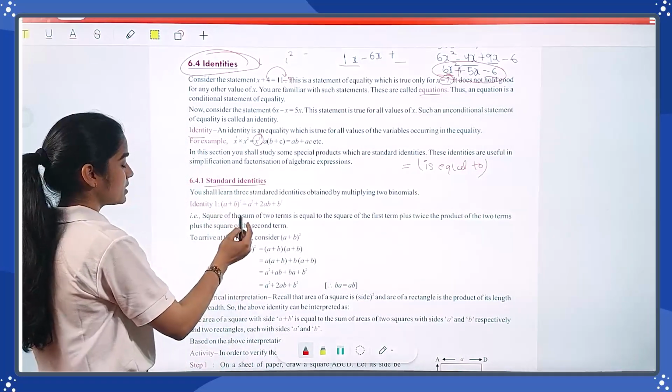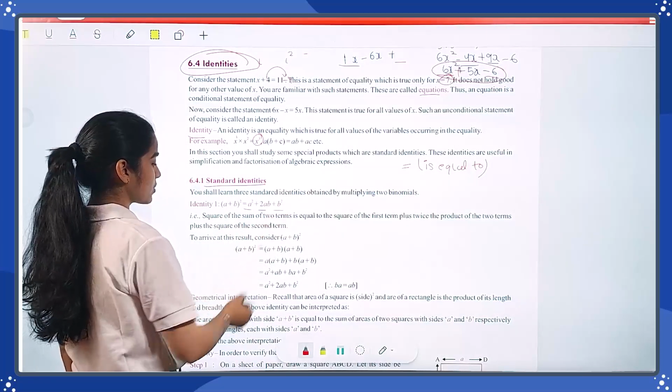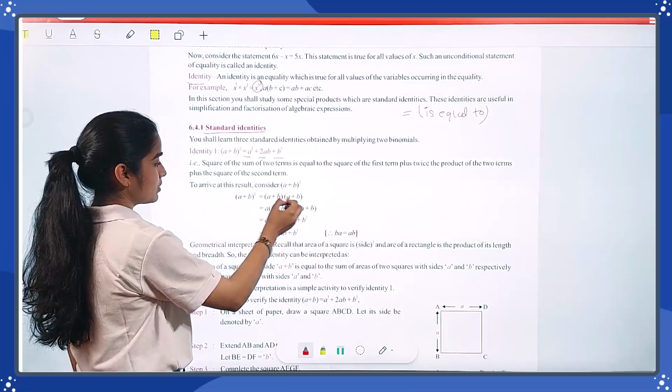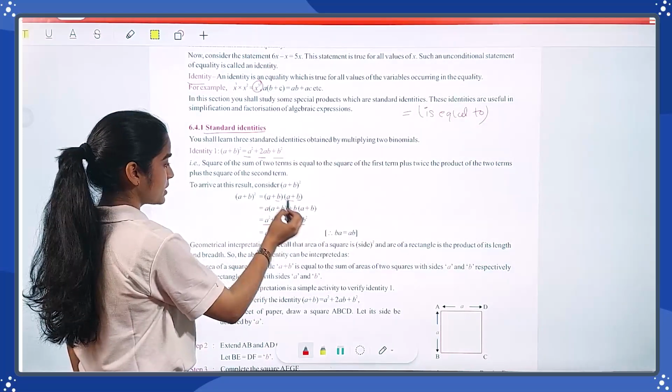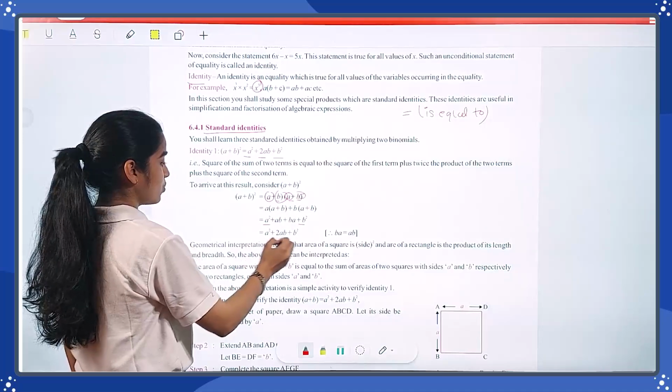So the standard identity for a plus b whole square is a square plus 2ab plus b square. Okay. Now a plus b square is a plus b and a plus b. So a multiplied by a is a square. b multiplied by b is b square. 2 times a, 2 times b, that's why 2ab.